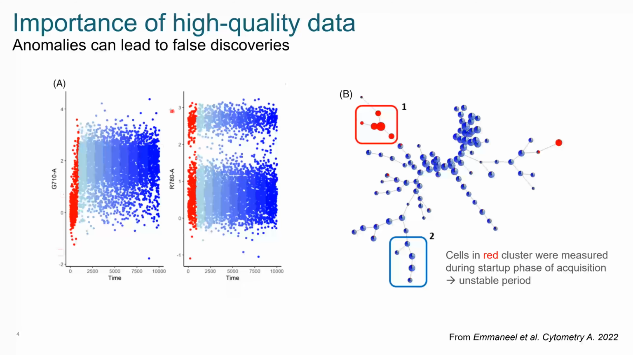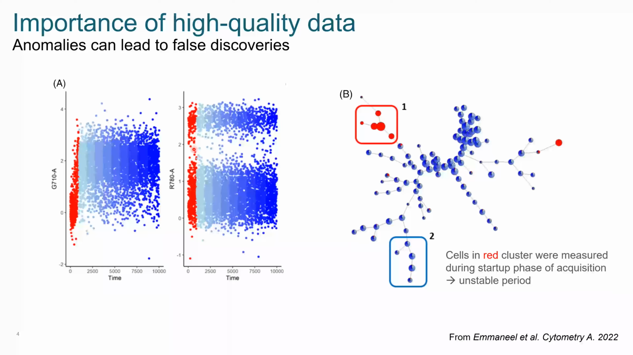Here we're looking at two parameters over time, right? Again, it should in theory be stable over time because the sample is homogeneous. But you can see at the beginning of the run there was a shift in signal, shown in red for the G710 parameter. At one point it returns back to normal, but at the beginning there is a drop in the intensity of that parameter.